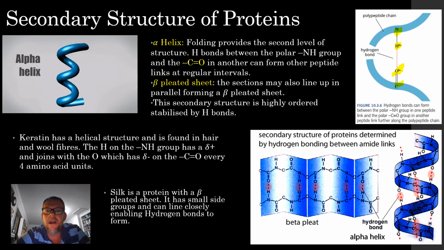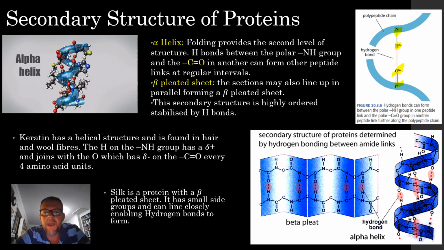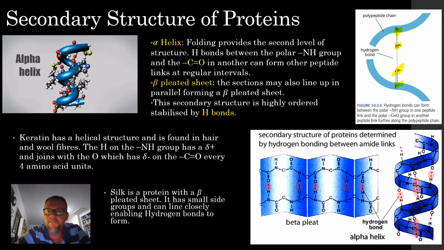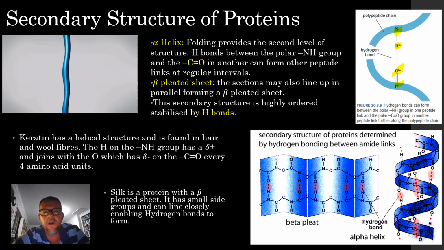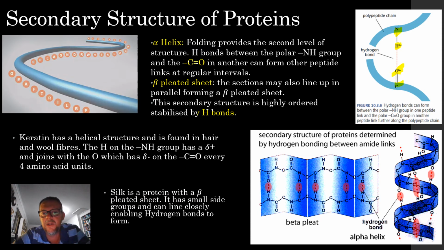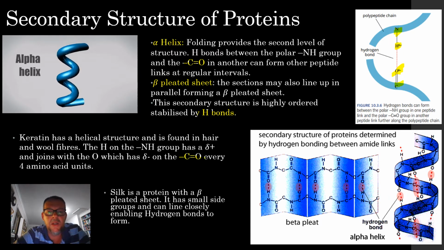So the first one we'll look at is an alpha helix, and they'll just coil up like a spring. The other one is a beta pleated sheet, and that's where the sections also line up in parallel, forming a beta pleated sheet. Now the secondary structure is highly ordered, and it's stabilized by hydrogen bonds in particular. Now keratin has a helical structure, so it's found in hair and wool fibers. So the hydrogen on that NH group has a partial positive, and it joins with the oxygen, which has a partial negative on each of those carbon-oxygen double bonds, and that happens about every 4 amino acid subunits.